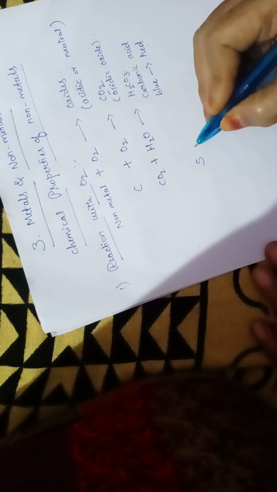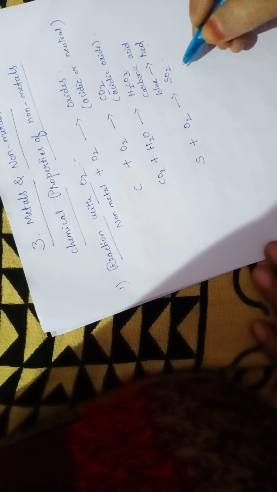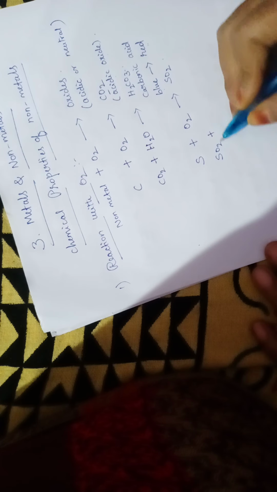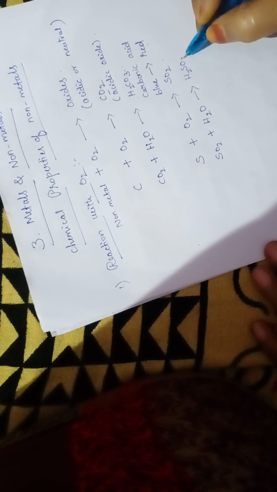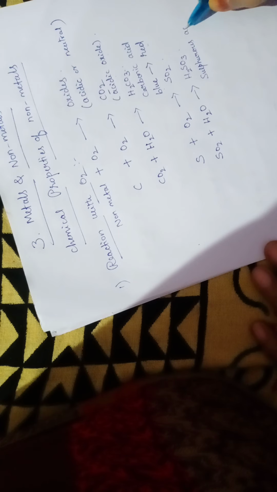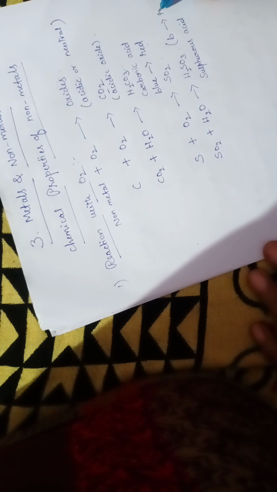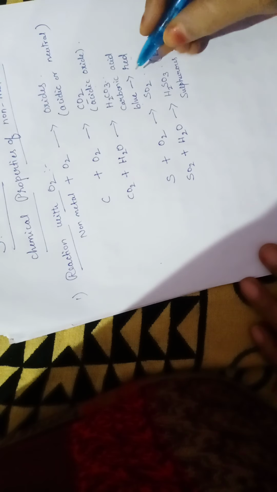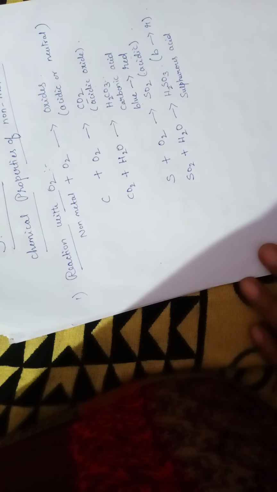Clear? Now one more example: sulfur plus oxygen gives sulfur dioxide. Same here, if you mix sulfur dioxide gas with water, you will get sulfurous acid. Same here also, if you dip blue litmus, it will change into red color. So we can say that sulfur dioxide is also an acidic oxide. Okay children, these are some of the examples of acidic oxides.